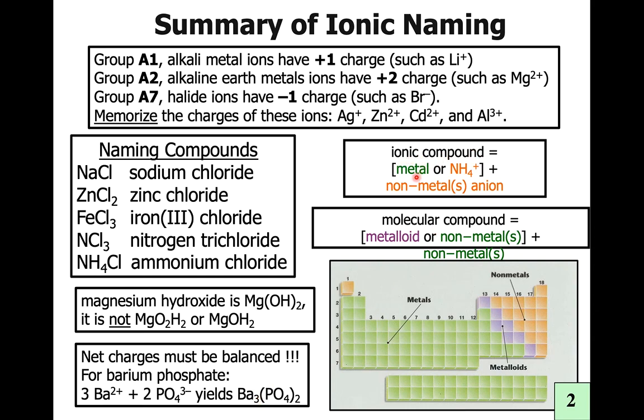An ionic compound is composed of a metal or ammonium plus some non-metal anion. And a molecular compound is composed of nonmetals with some other nonmetal atoms around.